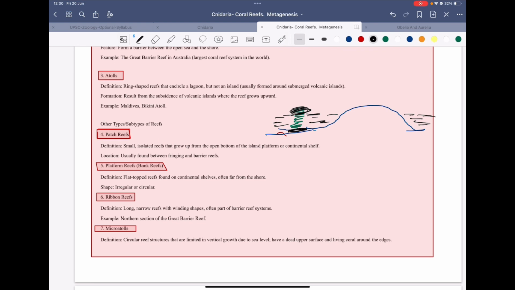Then we have platform reefs. These are also called the bank reefs. These have flat topped reefs and they are also found across the continental shelves. There are ribbon reefs. These reefs have a winged shape, like this, and they are part of the barrier reef system. For example, in the northern area of the Great Barrier Reef.